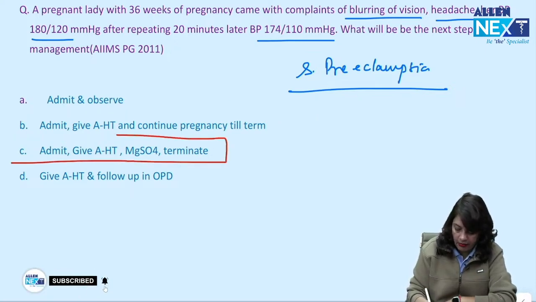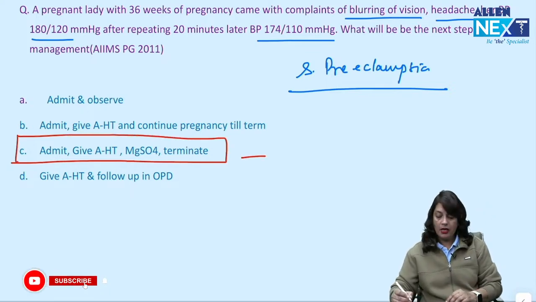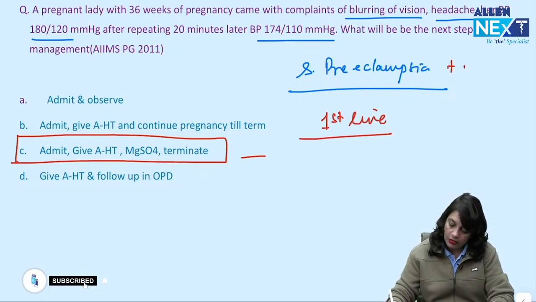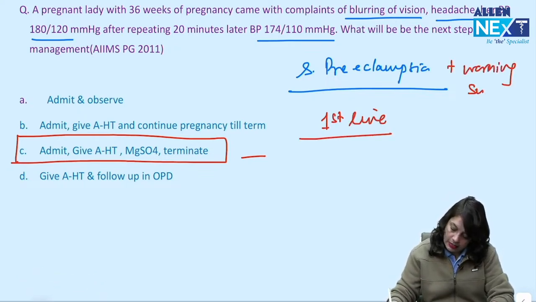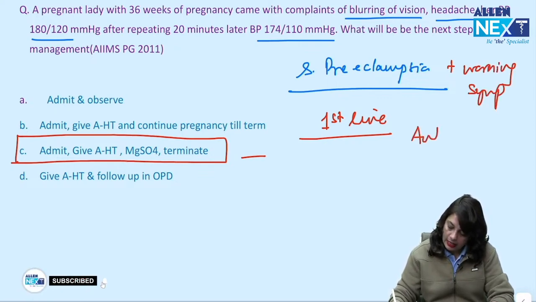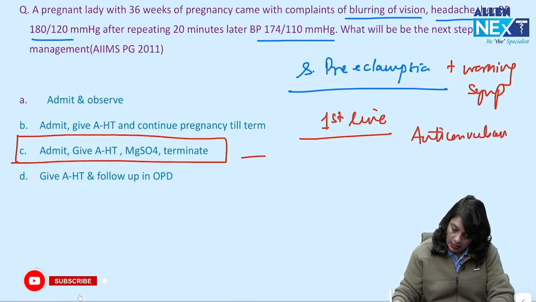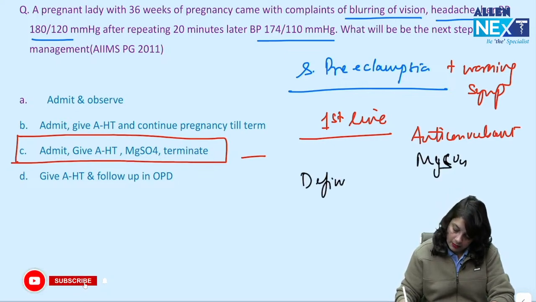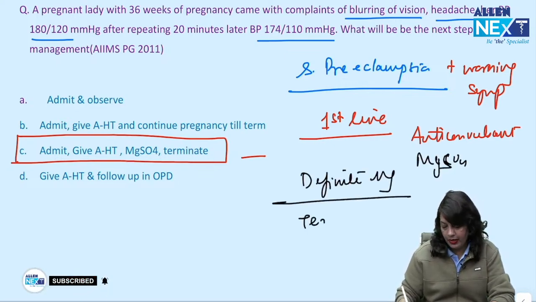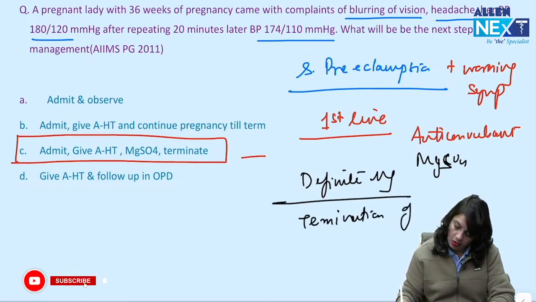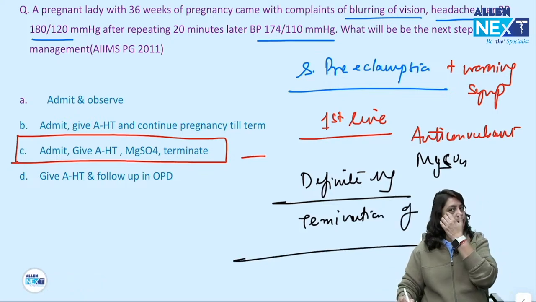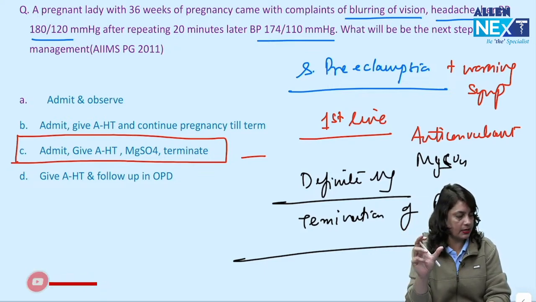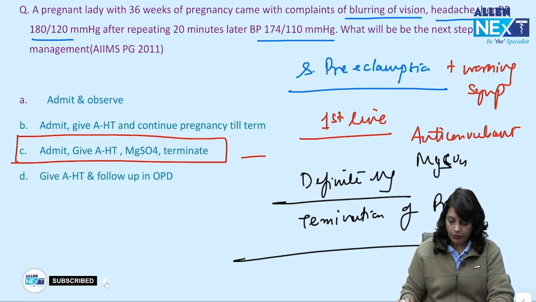Correct answer is admit, give antihypertensive, magnesium sulfate and terminate, because first line of management in severe preeclampsia with warning symptoms is start anticonvulsant to prevent convulsions, and anticonvulsant of choice is magnesium sulfate, followed by definitive management. Definitive management is termination of pregnancy. I am not saying that you should straight away take the patient for cesarean. Do a per vaginum examination, assess the Bishop score and then decide the mode of delivery.